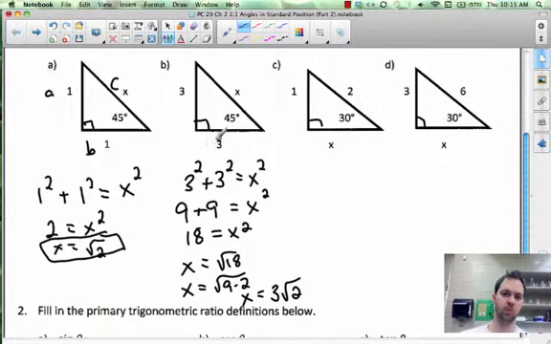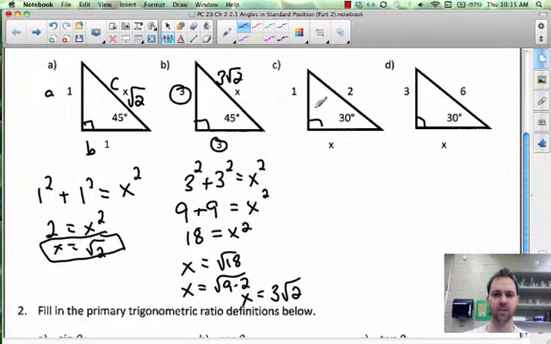Now you notice when we multiplied each side length by 3, the hypotenuse also ended up getting multiplied by 3. Here it was 1, 1, root 2. Here it was 3, 3, and then 3 root 2. So whatever you have for your side lengths in a 45-45-90 triangle, you can multiply by root 2 to find your hypotenuse. Simple as that.